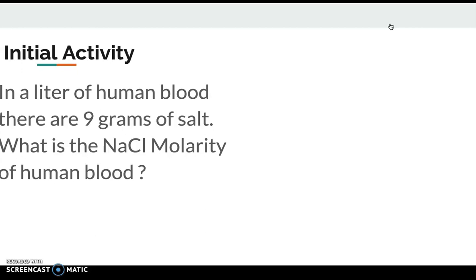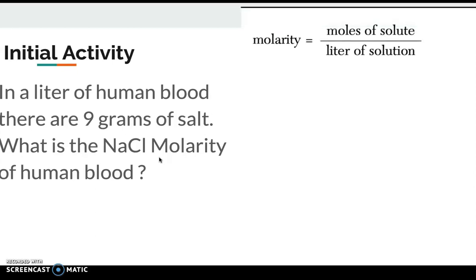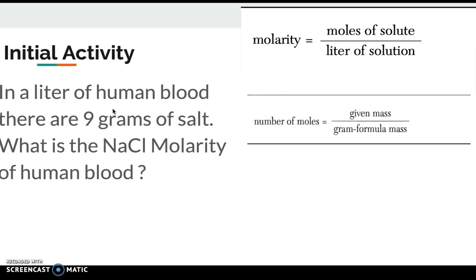Because this question asks for molarity, we're going to go to Table T and look at the molarity equation. The equation reads, molarity equals moles of solute over liters of solution. Within this question, we are given the liters of solution, where it says in a liter, so that means we have 1 liter. However, we're not given the moles in order to determine the molarity, but we are given the grams. So in order to go from grams to moles, we're going to use this equation.